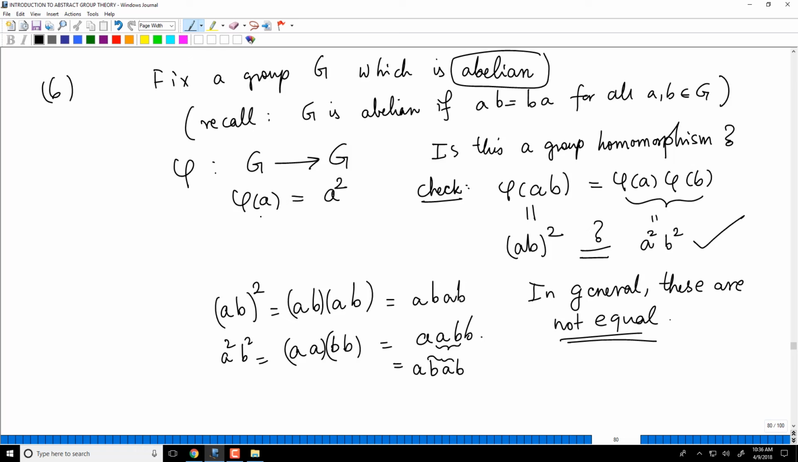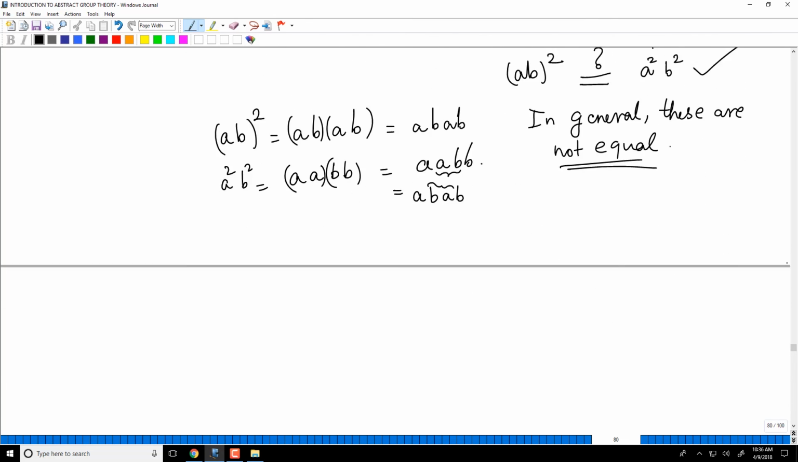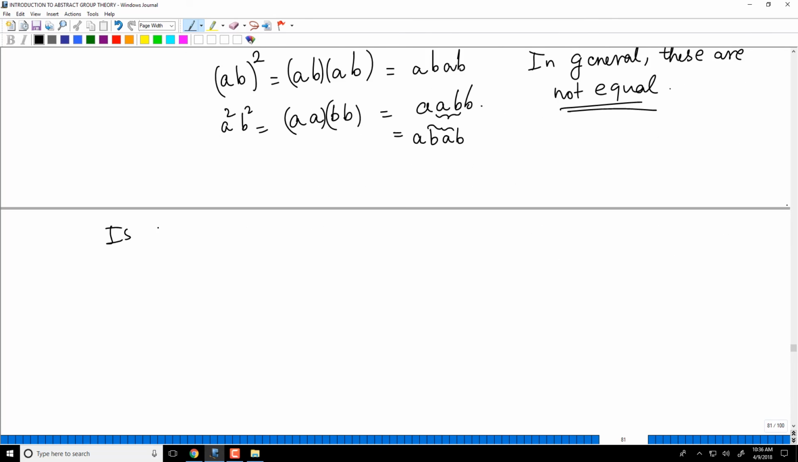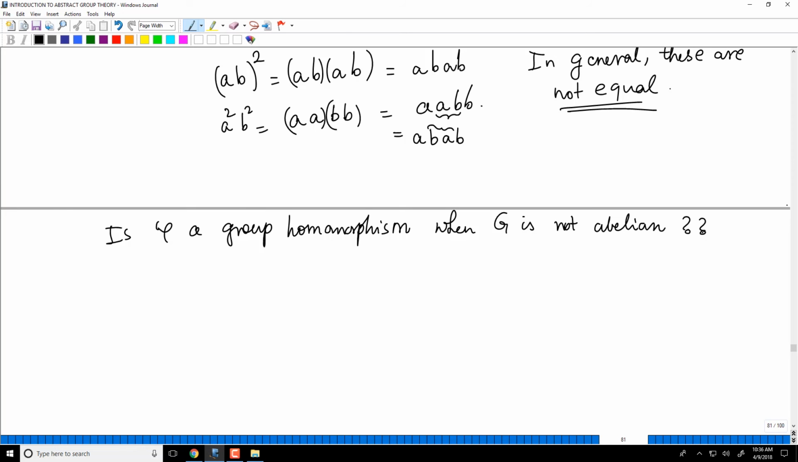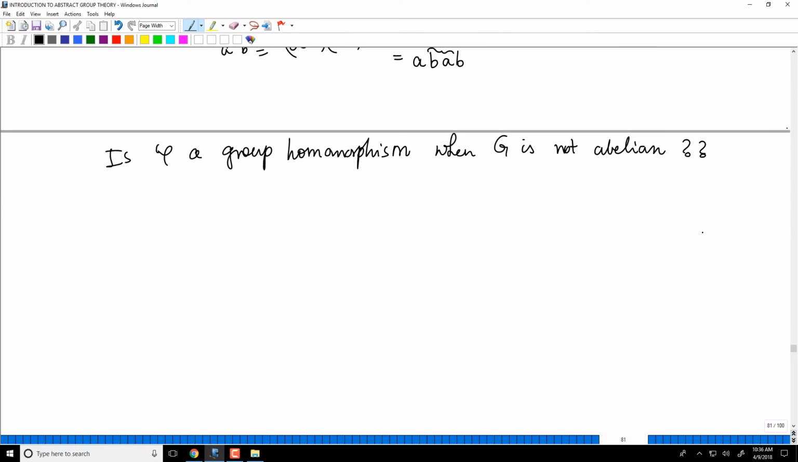So the map which sends a to a squared is a group homomorphism if the group is abelian. So now the question naturally arises: is phi a group homomorphism when G is not abelian?